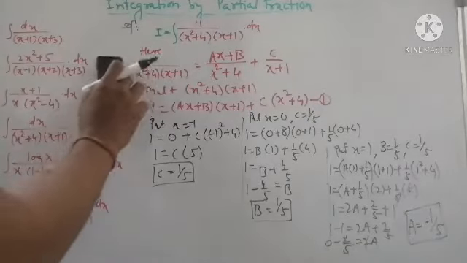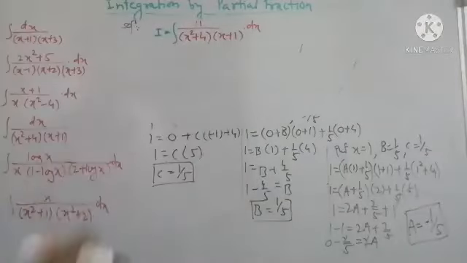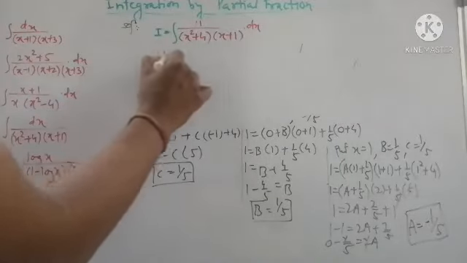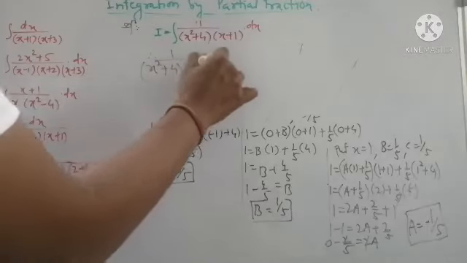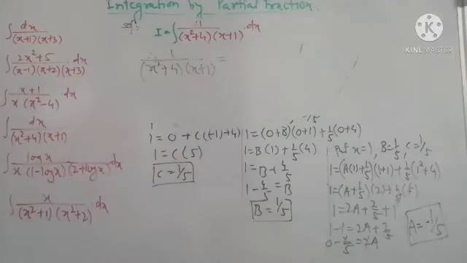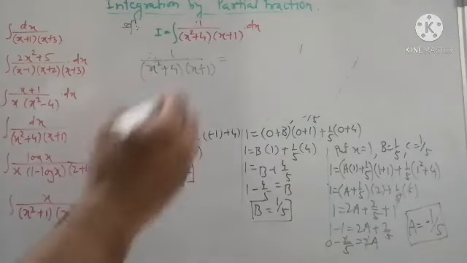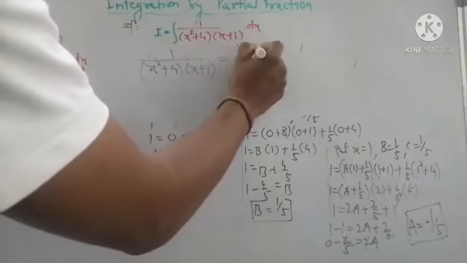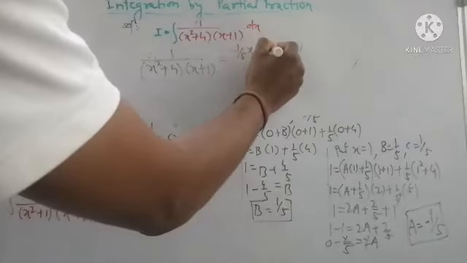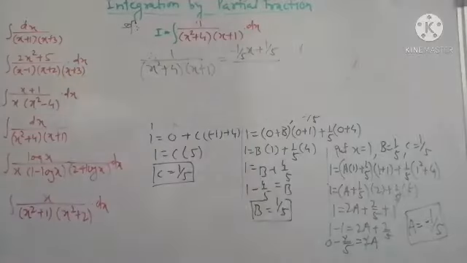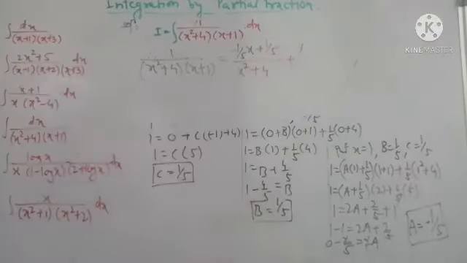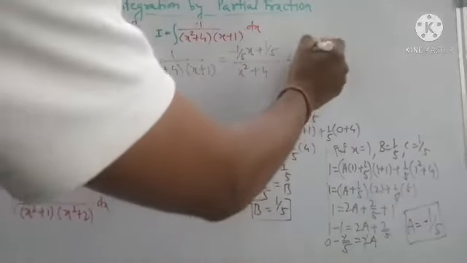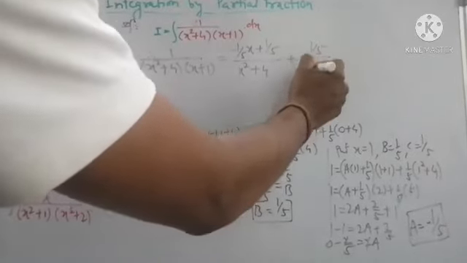So the required partial fraction we can now rewrite. Therefore the required partial fraction, as the given fraction was 1 upon x square plus 4 into x plus 1. Now putting the values of a, b and c, the value of a was -1/5, x plus the value of b is 1/5. So a and b are used in the form of a linear term of x divided by the quadratic factor x square plus 4, plus the value of c, 1/5, divided by the linear factor x plus 1.